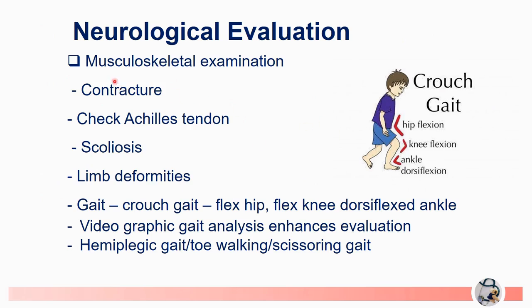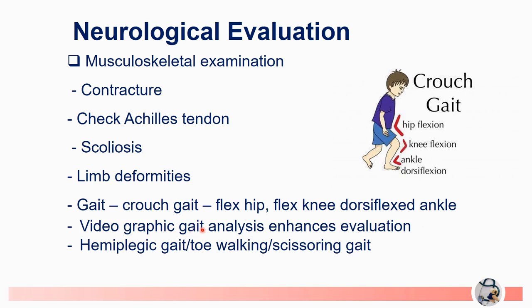Then you go with the musculoskeletal examination. Here you check the contractures, check the Achilles tendon which is very taut, whether there is any scoliosis, and then check for the limb deformities because of the contractures. And different types of gait you should notice. One gait they have is a crouch gait, where the hip is flexed, knee is flexed, and the leg is dorsiflexed like this at the ankle.